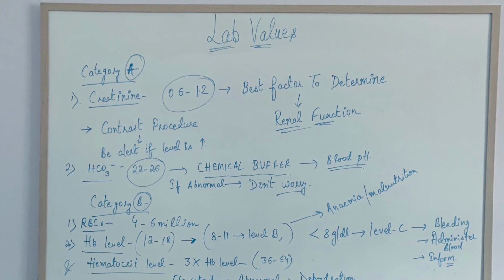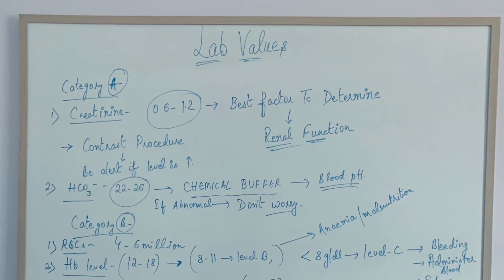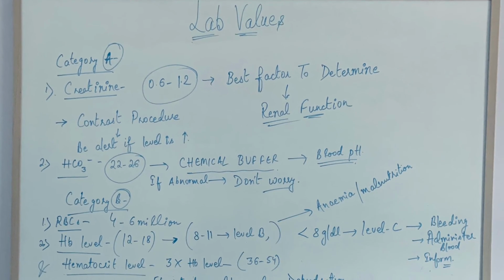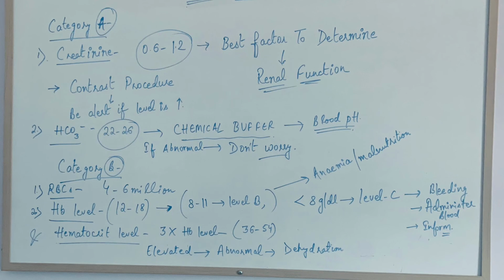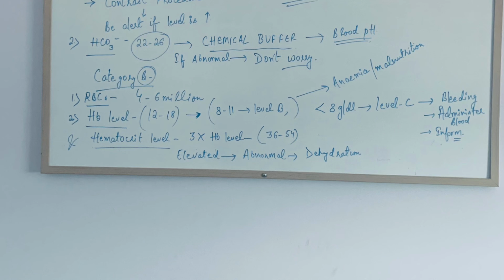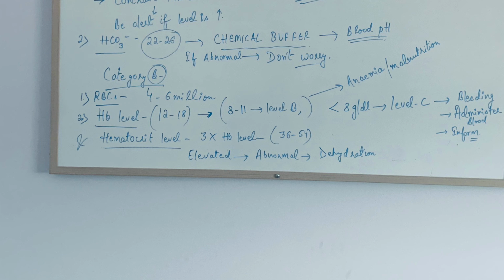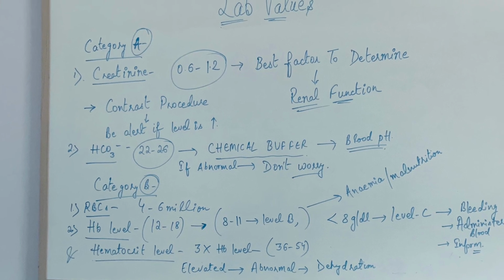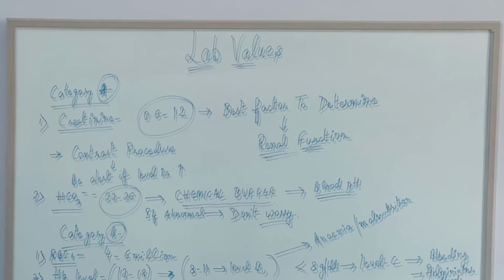And if the level is elevated, it's abnormal, it shouldn't be there. It can be an indication of polycythemia. We will discuss it in the next video. Okay, and it can be an indicator of dehydration also. Okay, so these are the values you need to remember, and the other values we will discuss in the next video.